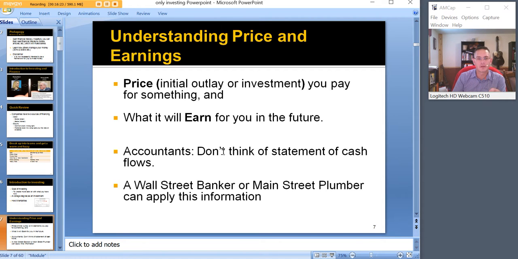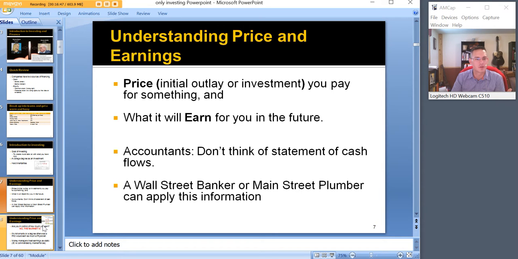Now, when we go through this, if any of you have taken accounting, if I say the cash flows of something or price and earnings, I don't want you to think of statements of cash flows and things like that. We just need to understand this conceptually. And that means a Wall Street banker or a Main Street plumber can apply this information in a similar manner when we're talking about it conceptually.